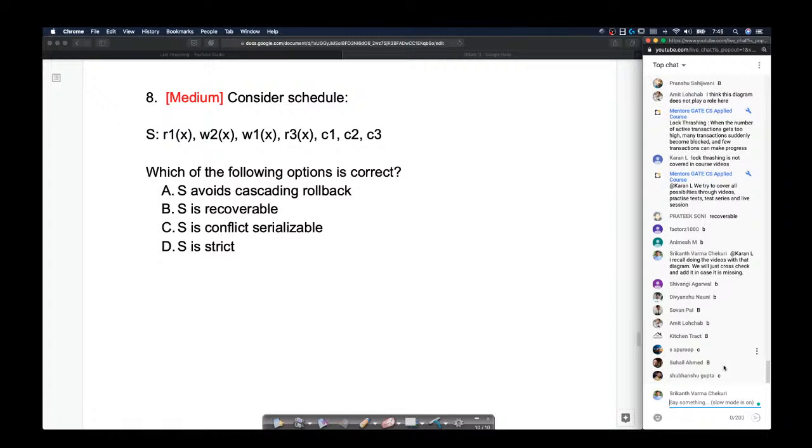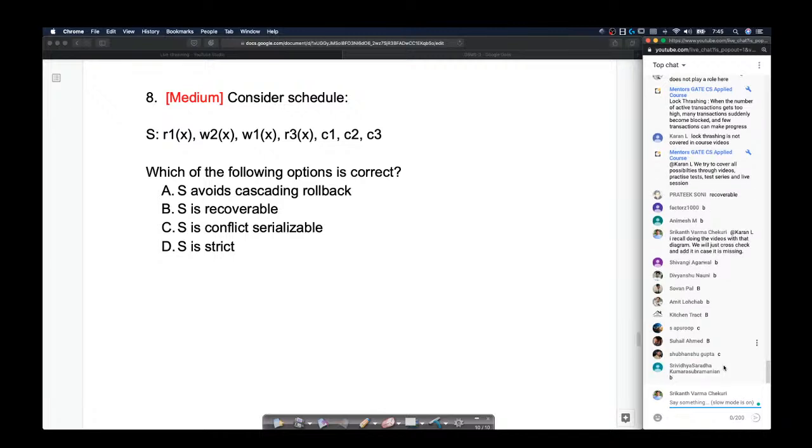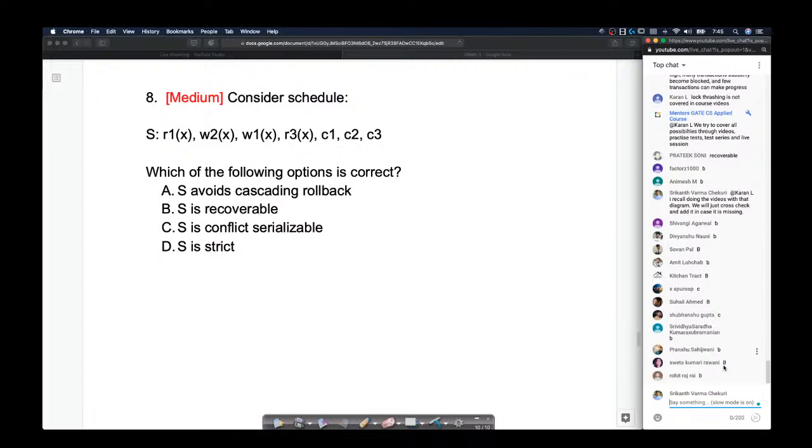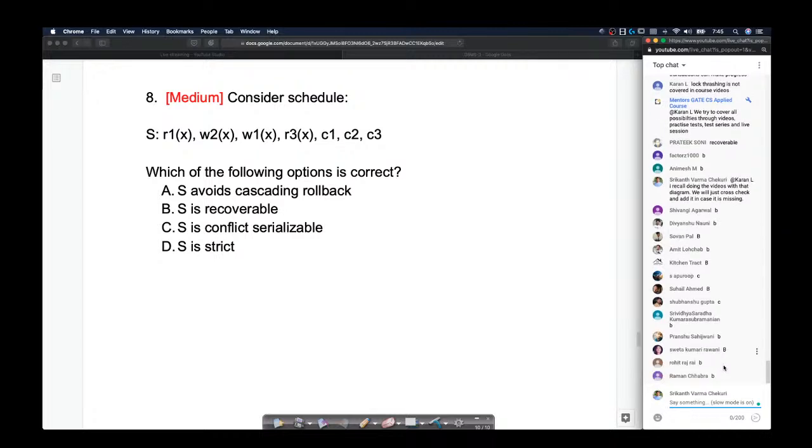Okay, people are putting in their answers. I think it's hard for me to type in the chat window while looking at answers. Okay, most of you got it right. Again, it's not a hard problem. If you know the concept, it's straightforward.